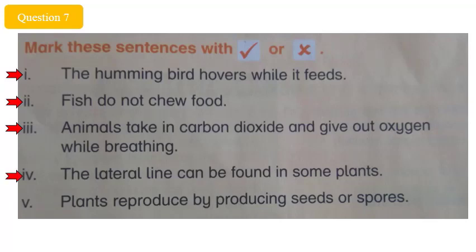Number 4. The lateral line can be found in some plants. Is it correct or not? Number 5. Plants reproduce by producing seeds or spores. Is it correct or not?